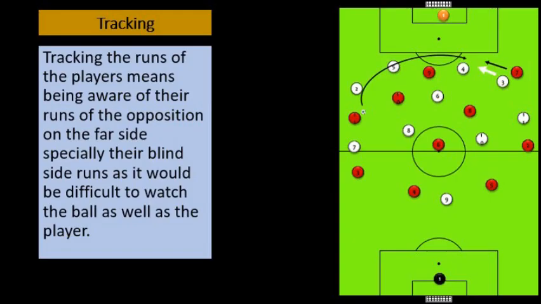Tracking the players would be a term used when the attacking players on the far side of the ball try to run on the blind side of the defenders, as it is very difficult to watch the player and the ball as well. A good body position is very important to prevent this, as well as constant scanning is needed.